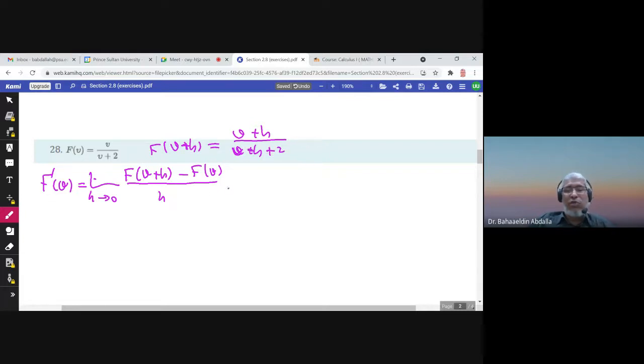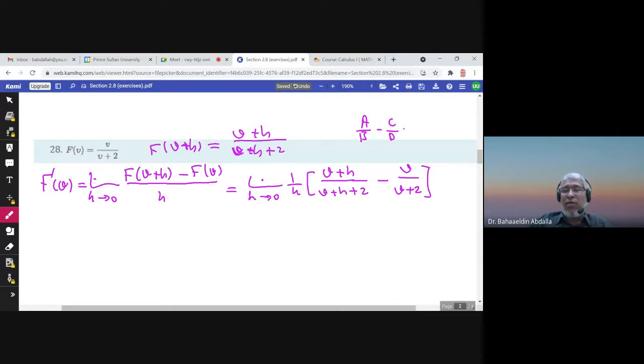Okay, so this would be the limit as h approaches 0. h is in the denominator, I will take it out here. Okay, and then f of v plus h is v plus h over v plus h plus 2, minus f of v, which is v over v plus 2. And now how to subtract these two fractions? Well, the formula: a over b minus c over d equals a times d minus b times c, over b times d. You multiply the denominators, and then a times d minus b times c. This is how we combine two fractions.